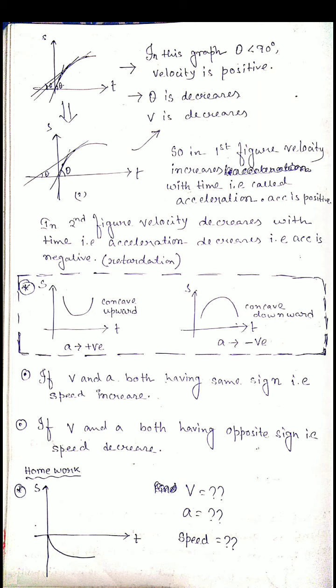Clear? Now this is a homework, you can solve this one and tell me in the comment box or in the WhatsApp group. So what will be the sign of velocity, positive or negative? What is the sign of acceleration? If we get the signs of v and a, you can understand the speed. So what will be the sign for this displacement time graph? Understood? Okay.